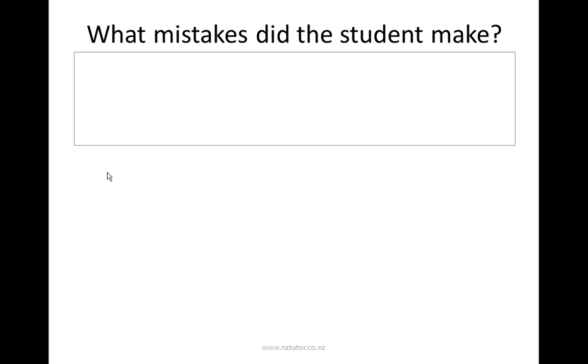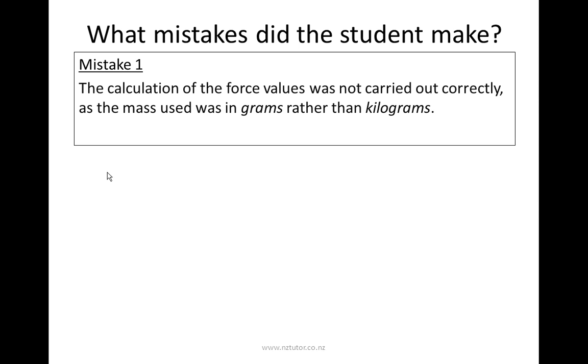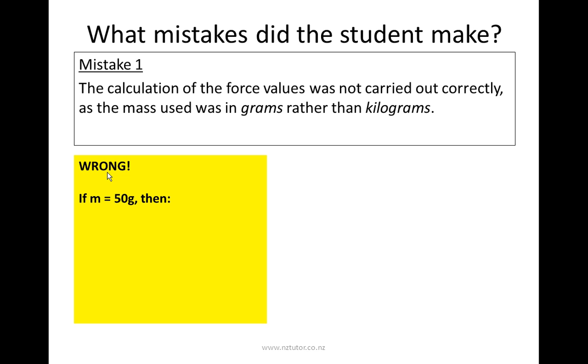So what mistakes did the student make? Well, the first mistake relates to that point we just made previously. The calculation of the force values was not carried out correctly, as the mass values used were in grams rather than kilograms. So for example, let's say that the mass was 50 grams, then the student calculated it using the correct equation, but used the mass in grams rather than kilograms. So for example, weight equals 50 grams times 10 newtons per kilogram, which gives an answer of 500 newtons.